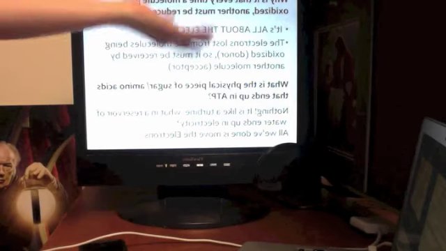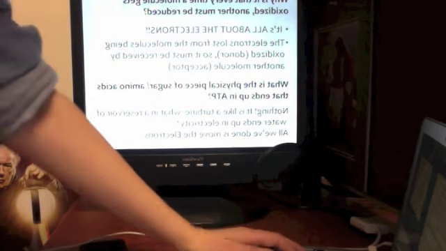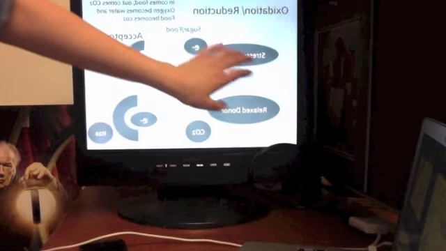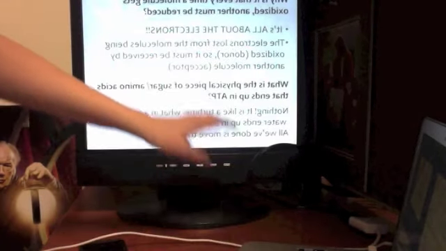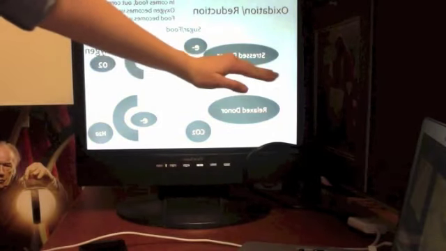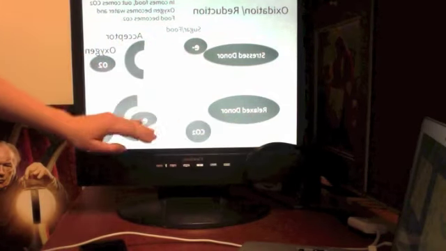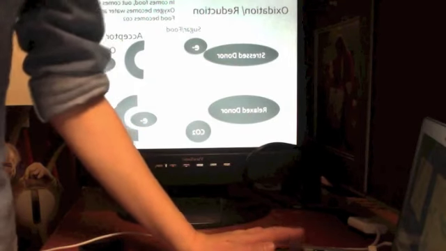Why is it that every time a molecule gets oxidized, another must be reduced? Well, since no one else clearly wants to participate, it's all about the electrons. The electrons lost from the molecule being oxidized, which is the donor, must be received by another molecule, the acceptor. If you look at this one here, the stressed donor is being oxidized, and it must be received by the acceptor. Then we go down here, where it's the relaxed donor, it's accepted.